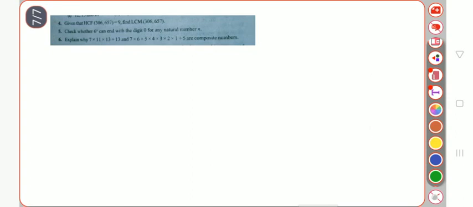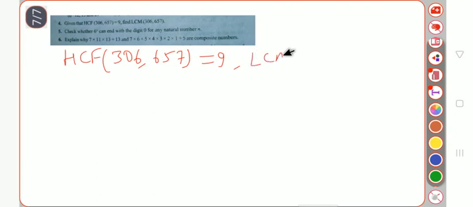Question number 4, 5, 6. Okay, so what is question number 4? Given HCF of 306 and 657 is 9. We have to find the LCM of these two numbers, 306 and 657. HCF of these two numbers is given as 9. You have to find the LCM of 306 and 657.